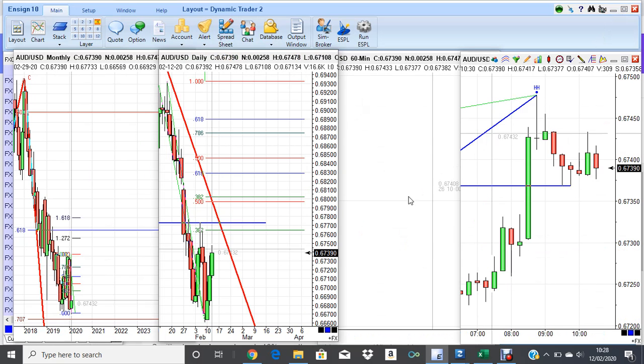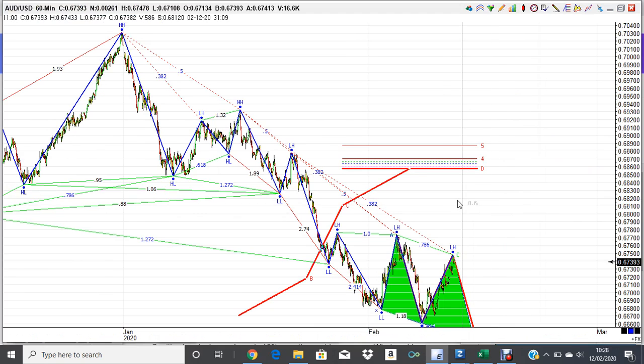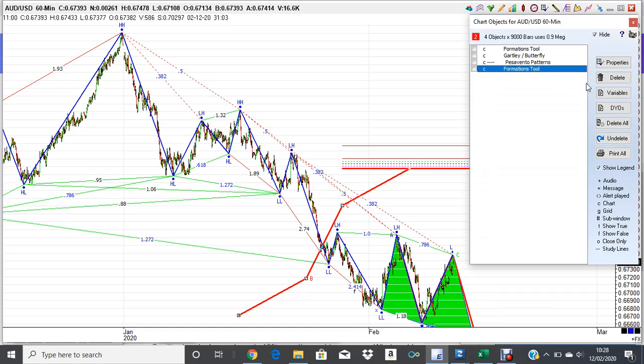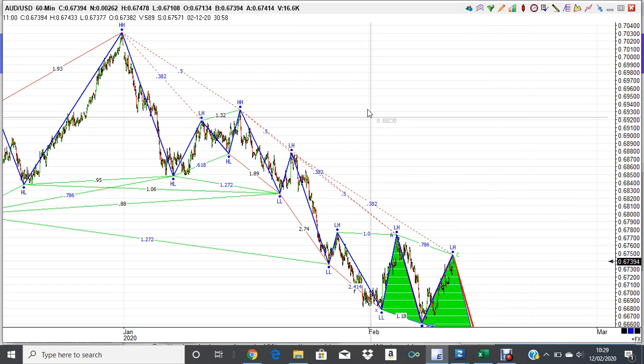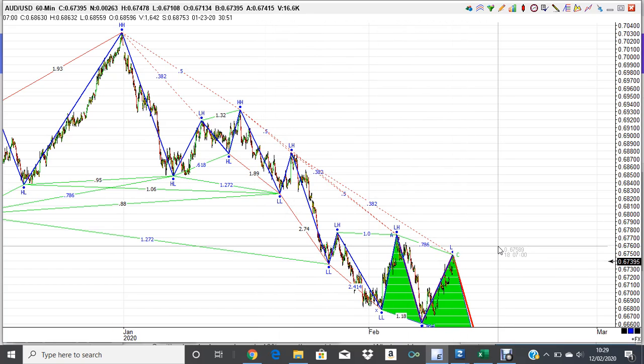If we come down now and have a look at a 60-minute chart, I don't know what happened there. We'll just remove that. Best ABCD I've ever seen is that one. Right, you can see where we are. You can see this clear downtrend. We're at the 382 off a swing high here, the 786 off the last swing.